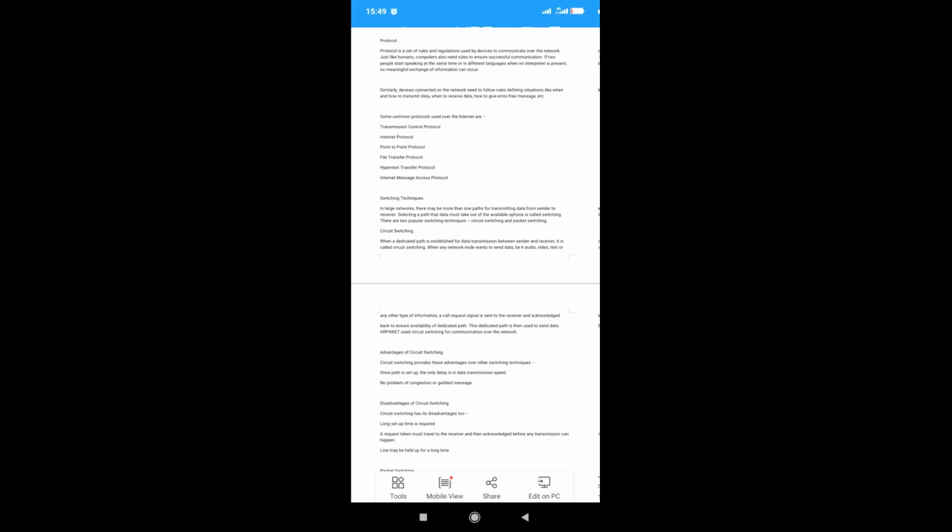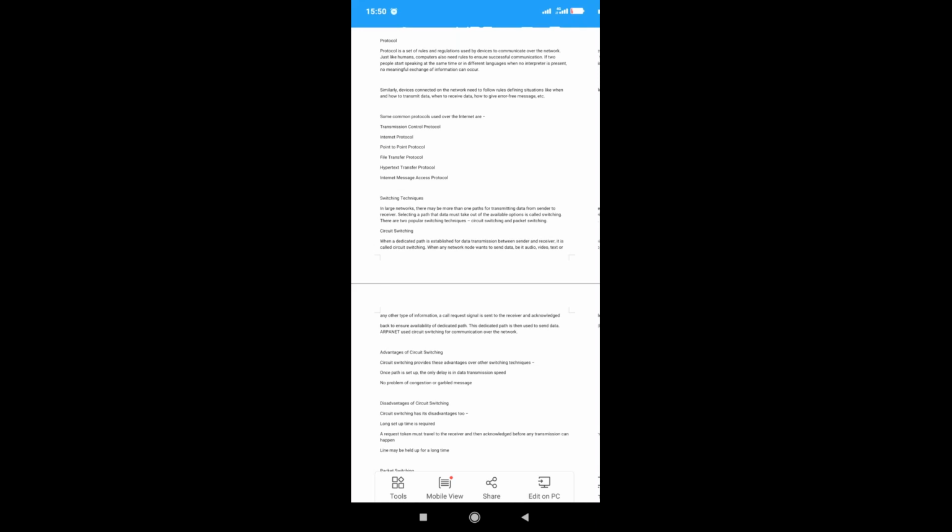In a large network, there may be more than one path for transmitting data from sender to receiver. Selecting a path that data must take out of the available options is called switching, or can also be referred to as a switching technique. There are two popular switching techniques, which are circuit switching and packet switching.